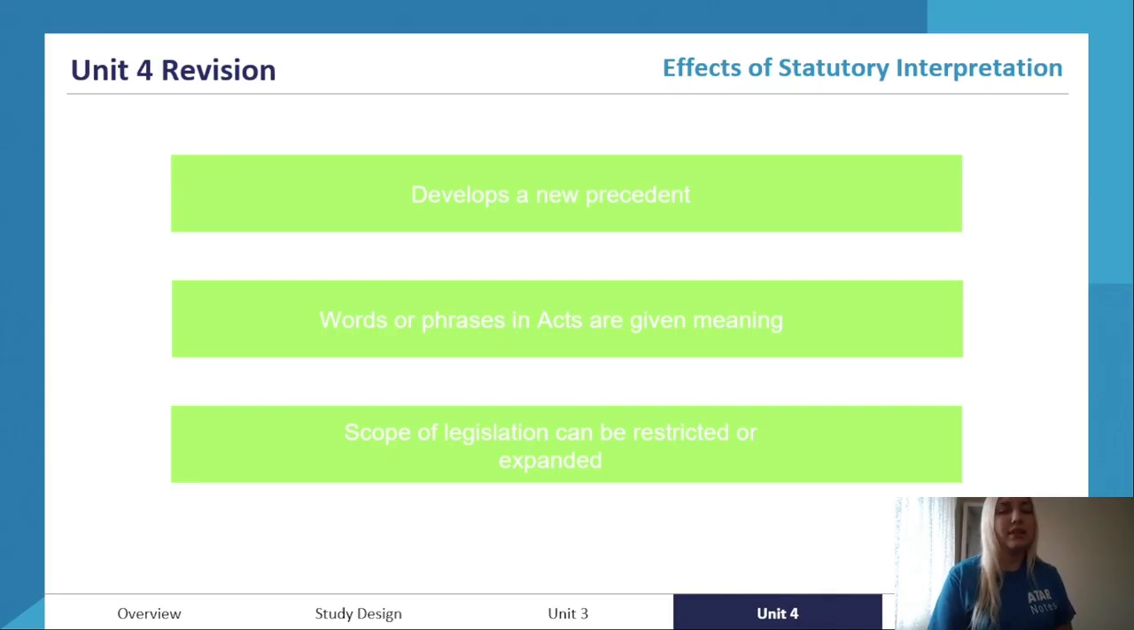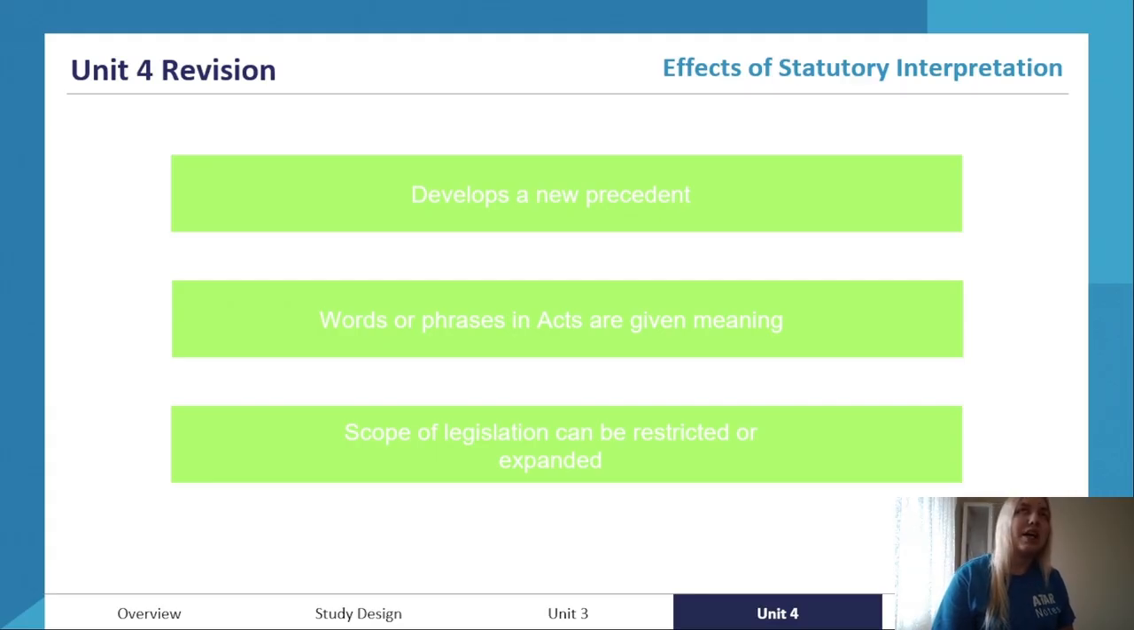If a similar case arises with similar circumstances, they will just have to make the exact same decision. But if the court is on the same level of the hierarchy or higher, they can change the precedent because they're considered to have more expertise. That means if a new precedent was established in the county court, the magistrate's court has no choice but to follow it. However, a judge in the county court or anywhere higher in the court hierarchy can change the precedent, make a different decision next time. Words or phrases in the act are given meaning and also clarified potentially. And the scope of legislation can be restricted or expanded.